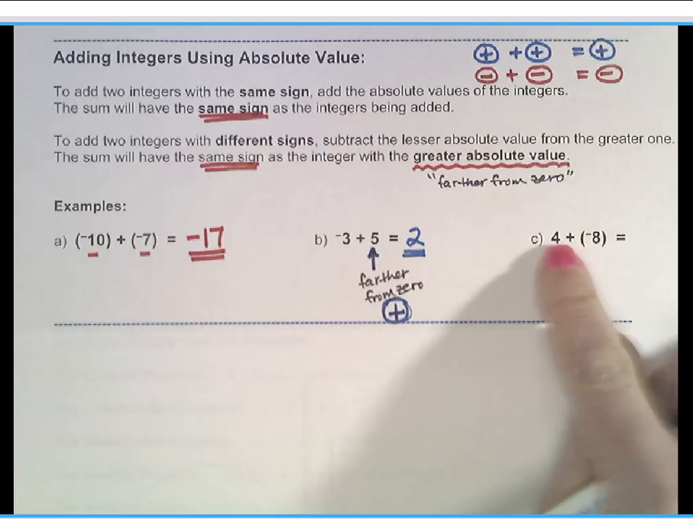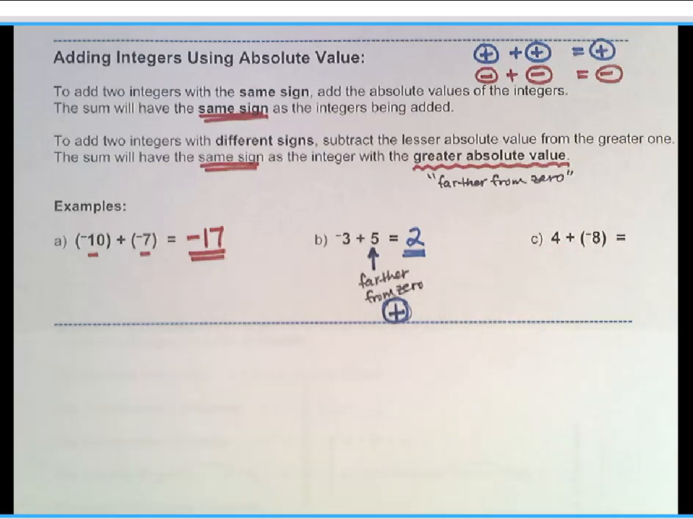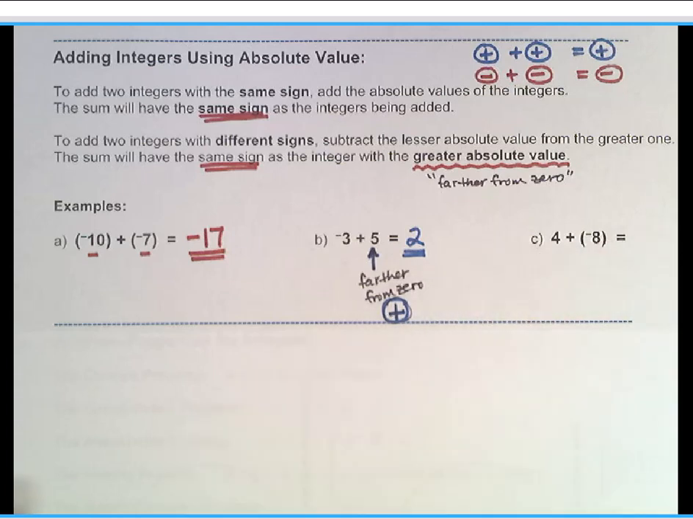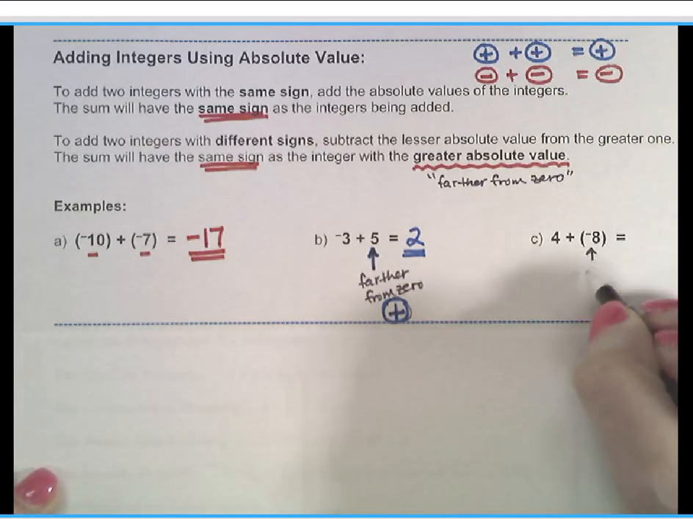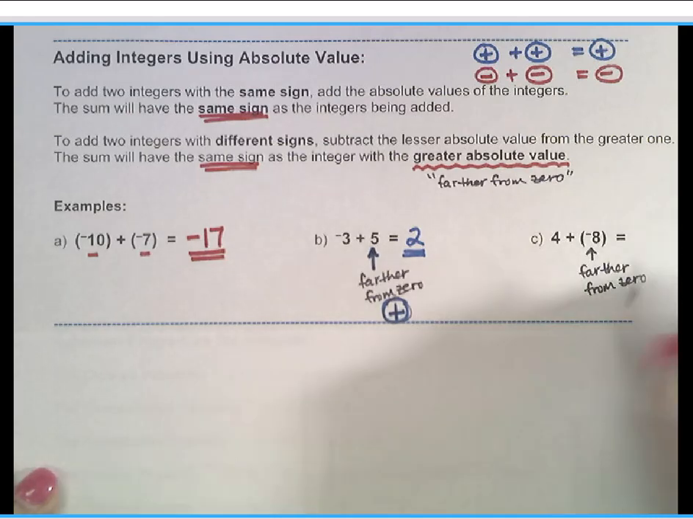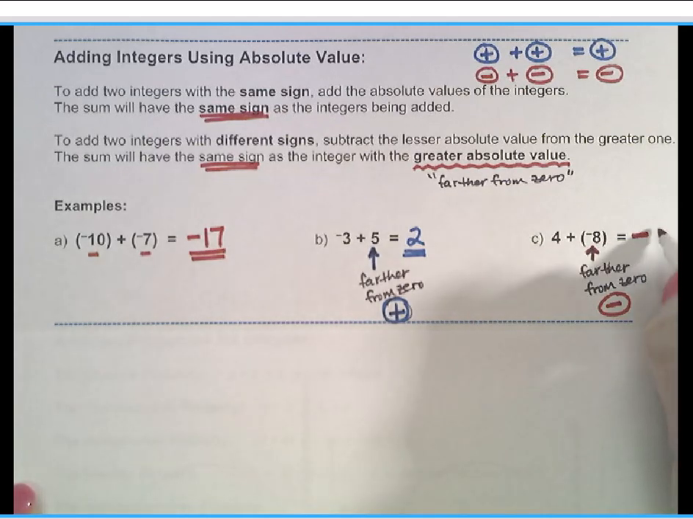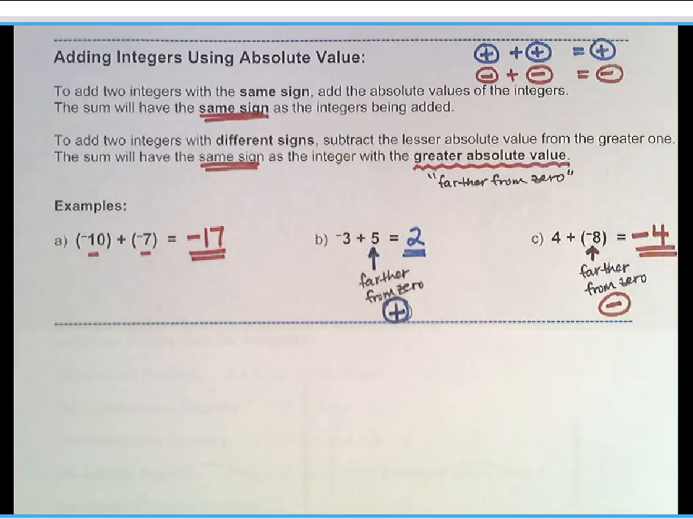So let's consider that one here. We see that they're mismatched signs. So we're going to subtract them. The difference between 8 and 4, that difference is 4. But which one is farther from 0? The -8. And so that means our answer is going to be negative because that guy wins. He's farther from 0. So I already know my answer is negative. The difference between 4 and 8 is 4. So my answer for that one would be -4.